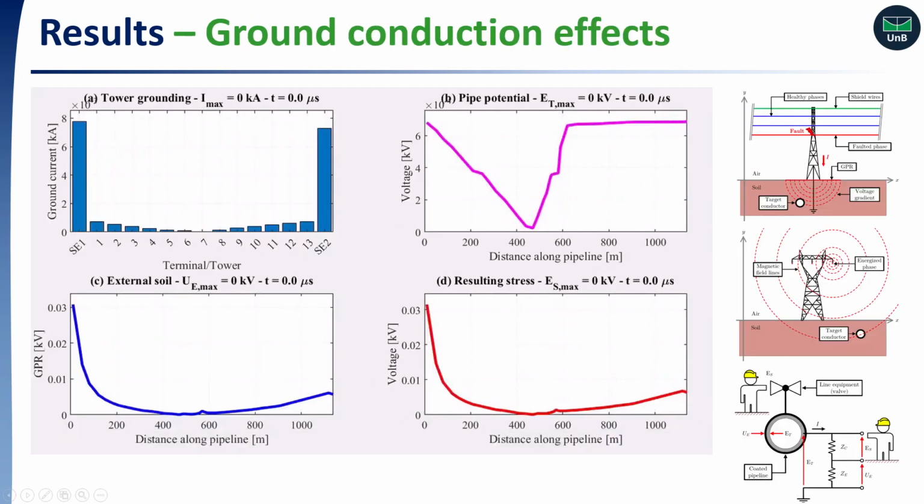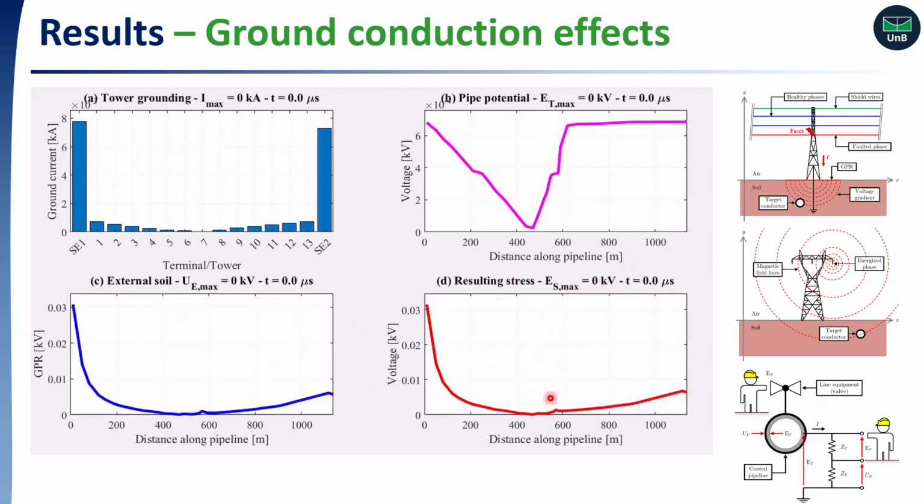And finally, we can move on to maybe the most interesting result of this research. We will include the ground conduction effects. We consider the same lightning strike as before, 200 kA, 10/350 microseconds. Here we have the currents injected into the soil along the power line, I mean the grounding conductor currents. Here is the induced voltage in the pipeline metal due to inductive coupling. This is the ground potential rise along the pipeline due to conductive coupling.